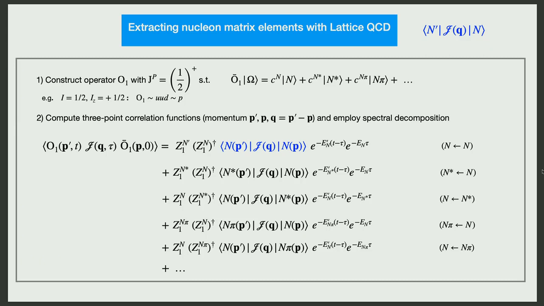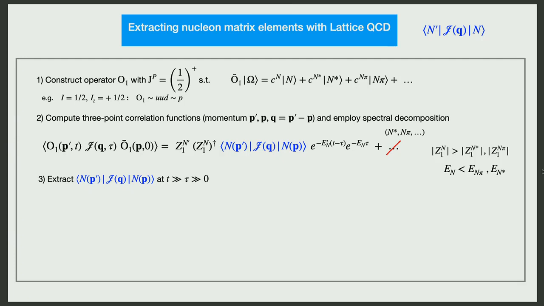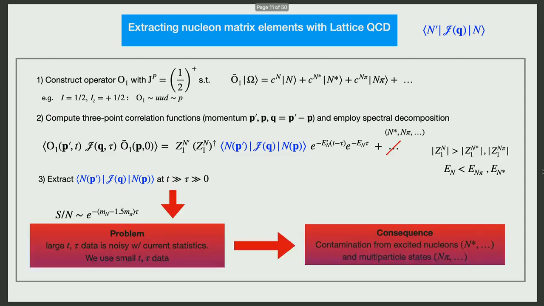So since the three-point correlation functions decay with the energy of our state, we can suppose that at very large t and tau, the higher energy states are negligible, and so we can extract the nucleon matrix element from the ground state. But there is a problem, and the problem is that we work with statistical data, and due to the signal-to-noise ratio, large t and tau data are very noisy, and thus we use small t and tau data to extract these nucleon matrix elements. As a consequence, we have contamination from excited nucleons like N star and multi-particle states like Nπ, to keep in mind.